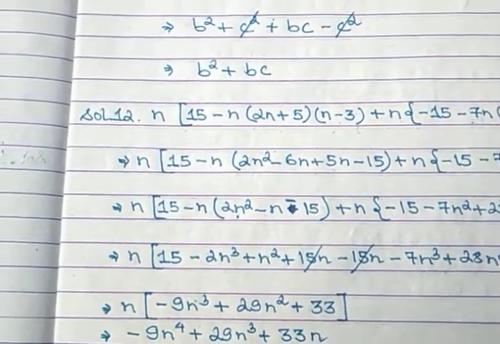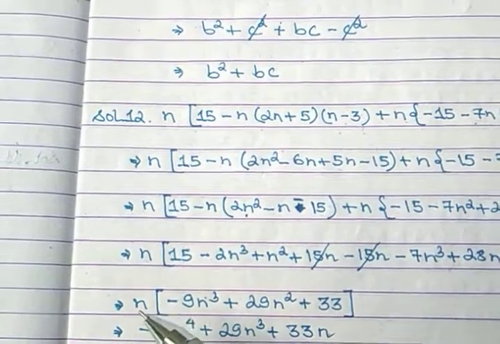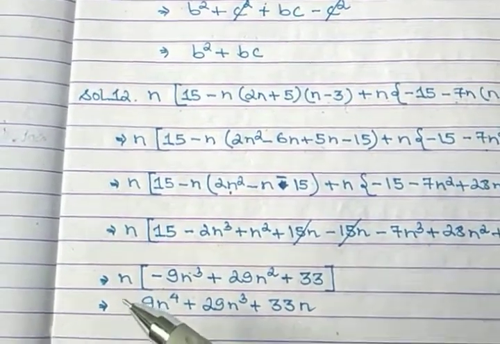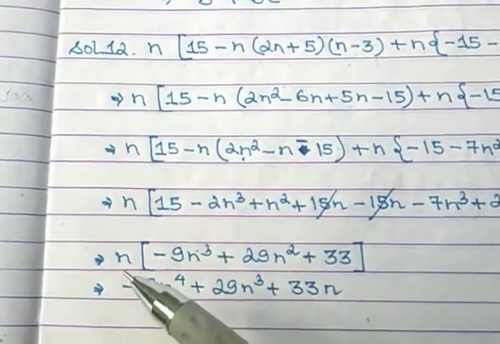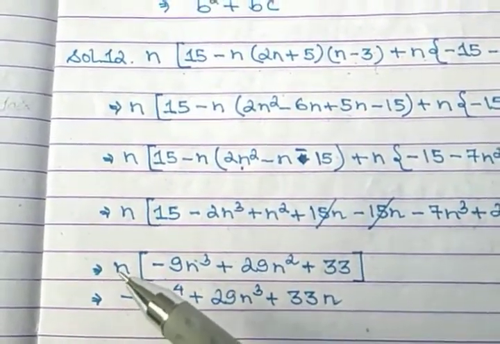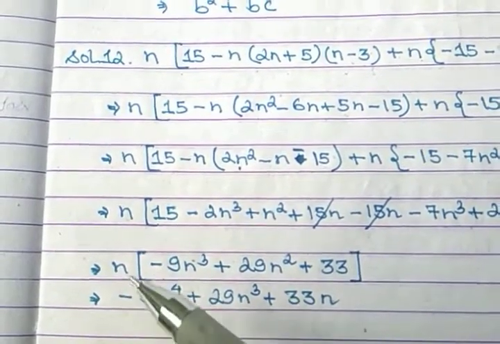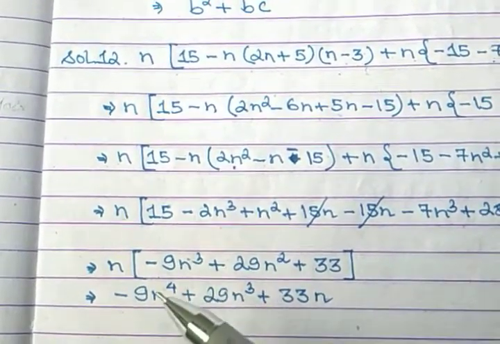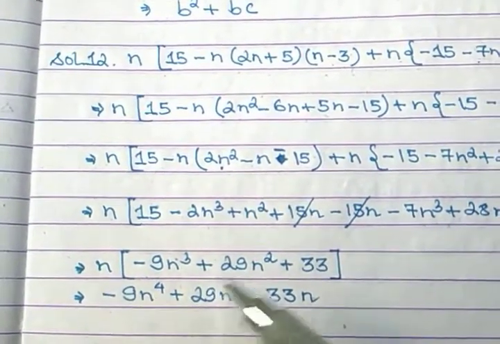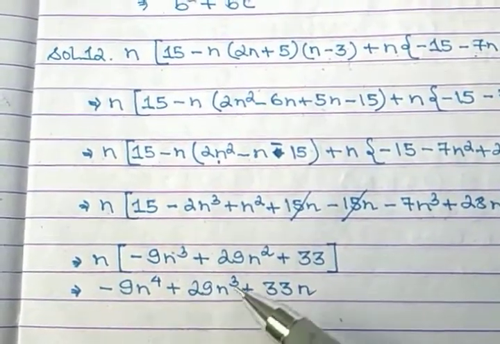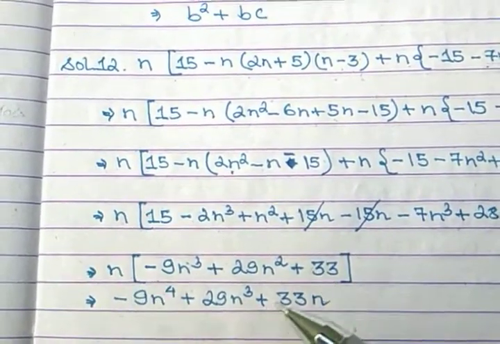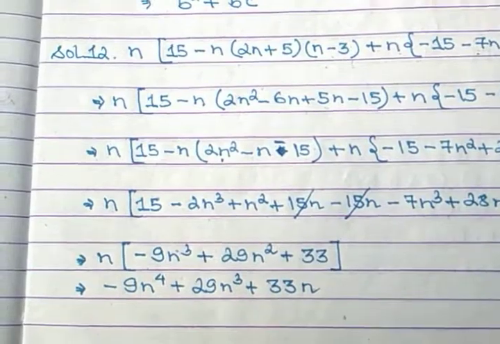So we are not done here. Why so? Because there's a term outside the bracket as well. Bracket means multiplication, as you know. So after opening the bracket, n has a positive sign, plus into minus is minus, n into 9n cube will give you 9n to the power 4, plus into plus is plus, n into 29n squared will give you 29n cube, isn't it? So again, plus into plus is plus, n into 33 will give you 33n.